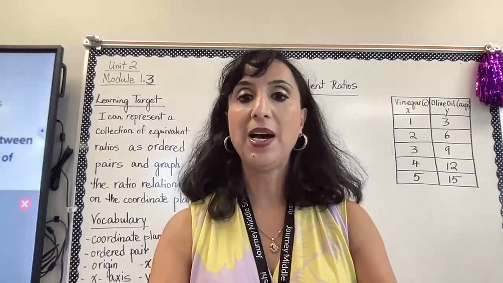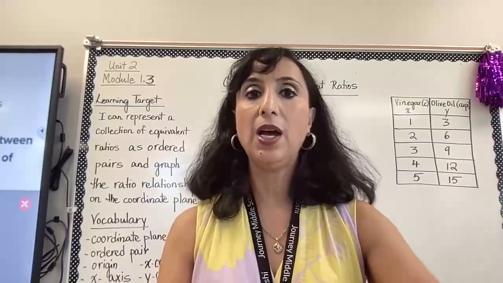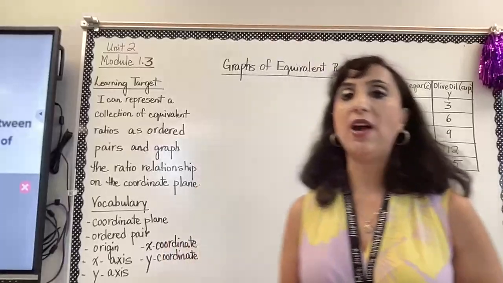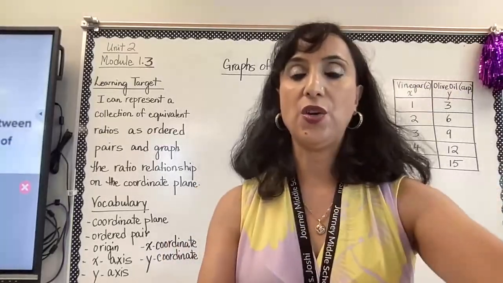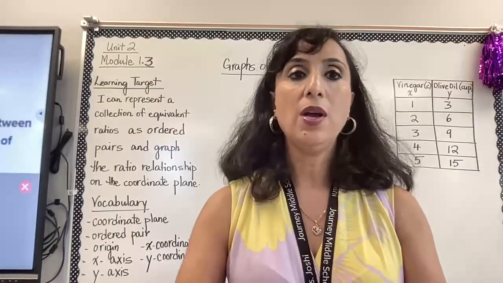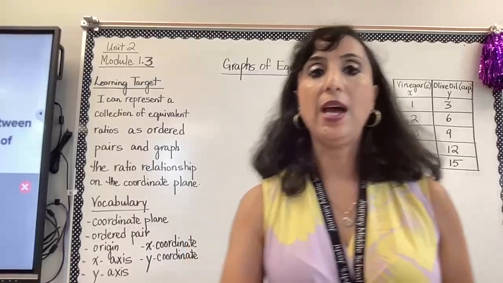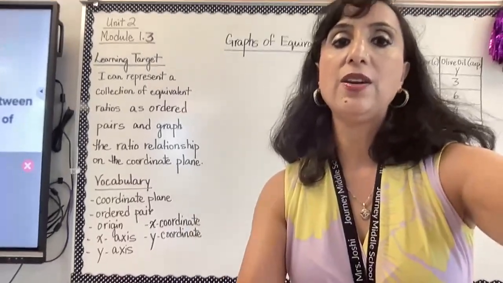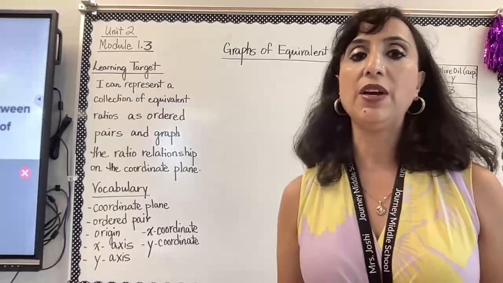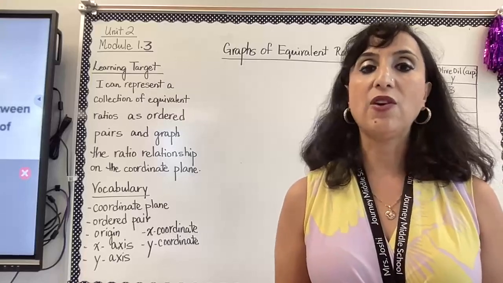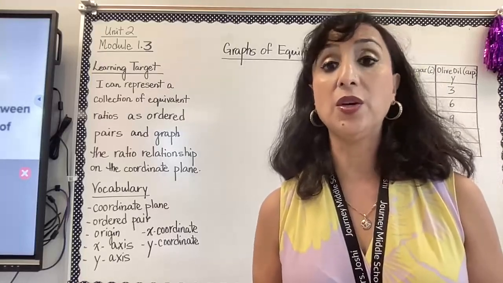Hi, so the next part of this module, which would be module 1 under unit 2, is graphs of equivalent ratios. Okay, so in this one, you can see our learning target. Our learning target is: I can represent a collection of equivalent ratios as ordered pairs and graph the ratio relationship on the coordinate plane.